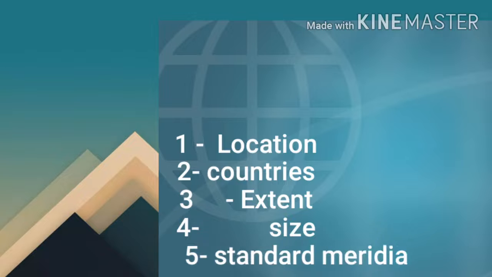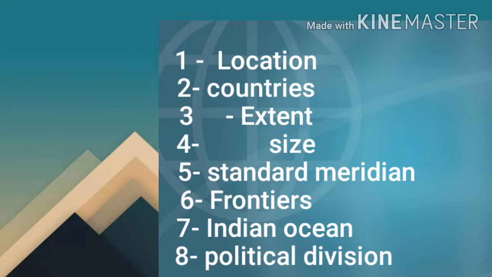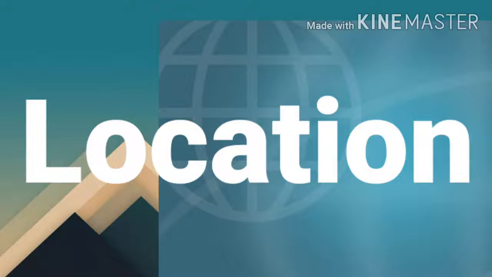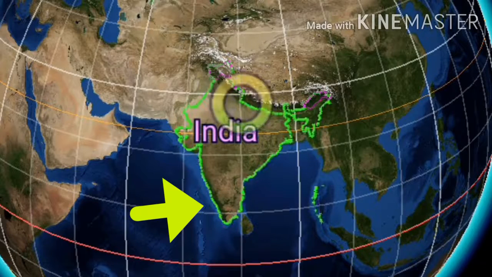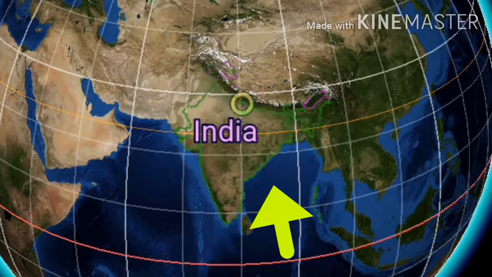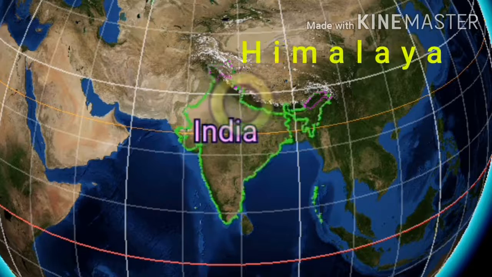These are location, countries and neighborhoods, extent, size, standard meridian, frontiers, Indian Ocean and political division. So let's start the topic location. As we know, the Indian subcontinent is located in the tropical zone of the northern hemisphere. India is bordered by the Arabian Sea, Bay of Bengal, Gulf of Mannar, Indian Ocean and the Great Himalaya Mountains.